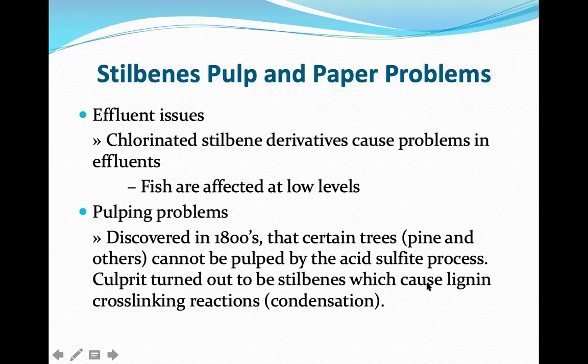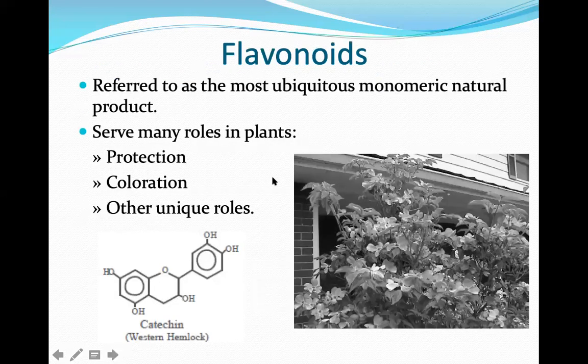Stilbenes cause lignin cross-linking reactions and condensation to take place. As a result, a good quality pulp cannot be produced, and from that pulp, paper also cannot be produced. So stilbenes are chemically disturbing for the pulp industry. If a plant contains a higher amount of stilbenes, like pine, it is not useful for pulp making and the paper industry.